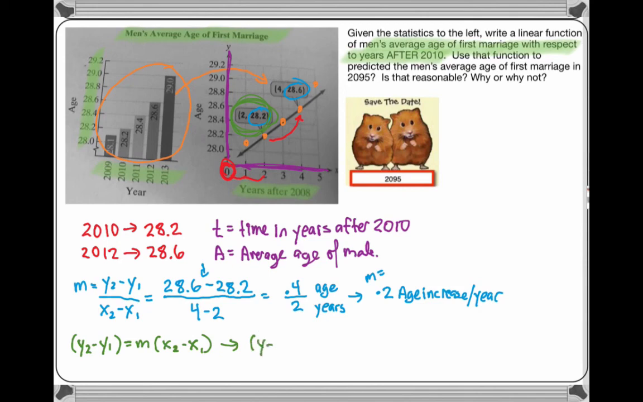So I go y minus 28.2 equals 2/10 times x minus 2. Okay? Now, this would be fine if we were asked to leave it in point slope form. But let's go ahead and put this in slope intercept form, just so it resembles more of a function. Okay, so here we go.